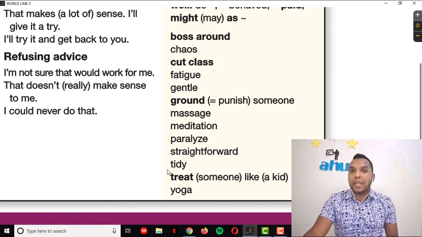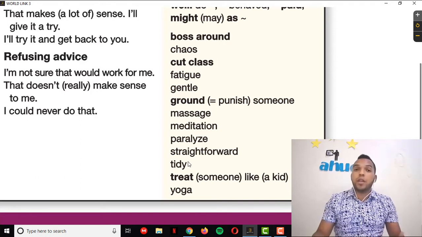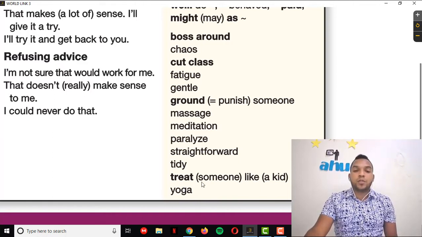Next one is tidy. Tidy is similar to organized or in order. You are a tidy person. It means that everything is in order in your house. No problems. Everything good.